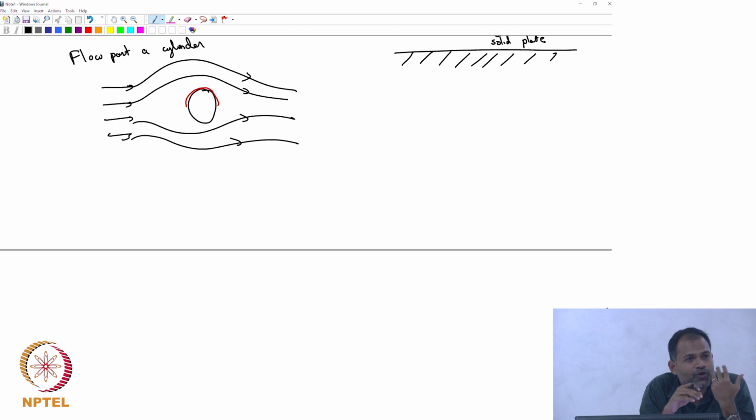It's important to know whether flow separates or not, because that will also help you determine whether the transfer processes of heat and mass transfer are going to be affected or not. So these are the two aspects that we will look at.